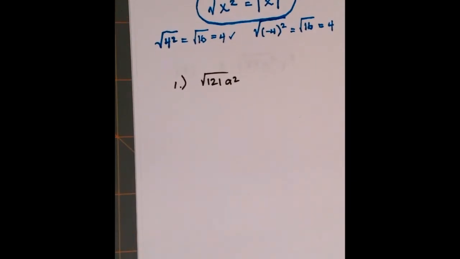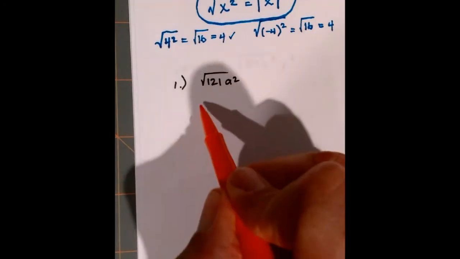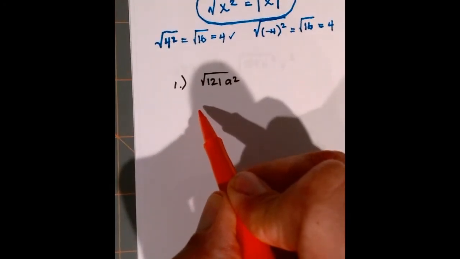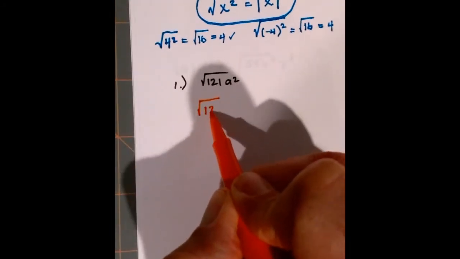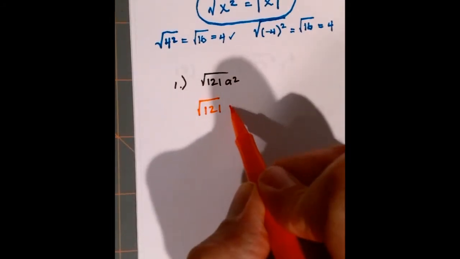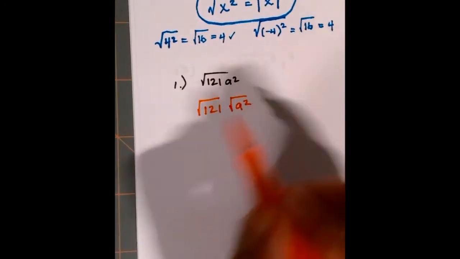So what I decided to do was, instead of doing just a bunch of examples, I did some odd ones. Your homework is the even, so these are some of the odd ones that go with it. So again, I would suggest pausing these as we go. But here's number 1, root 121a squared. Well, that's equal to what? Well, I know by the first property that that's root 121 root a squared.